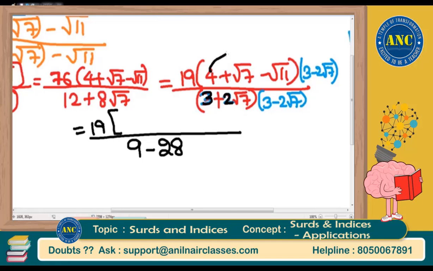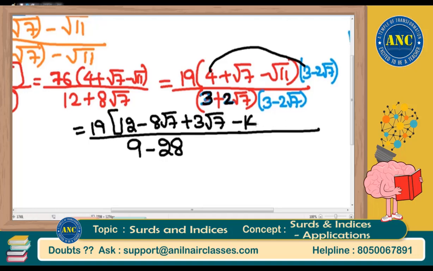What is the numerator? 4 into 3, 12. Right? 4 into 3, 12. 4 into 2 root 7 is minus 8 root 7. Root 7 into 3 is 3 root 7. Root 7 into minus 2 root 7 is minus 2 into 7, minus 14. Minus 3 root 11. Minus into minus is plus, so it is 2 root 7 into root 11, which is 2 root 77, right? 2 root 77. Now further simplify. Same logic, sir.